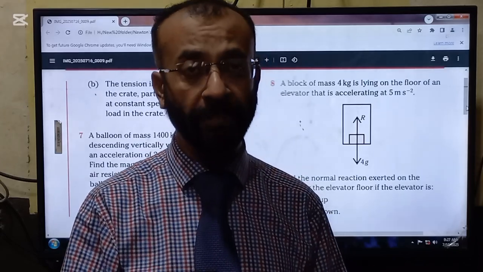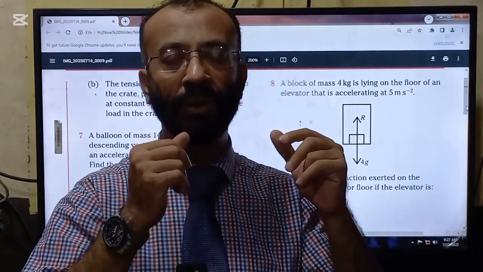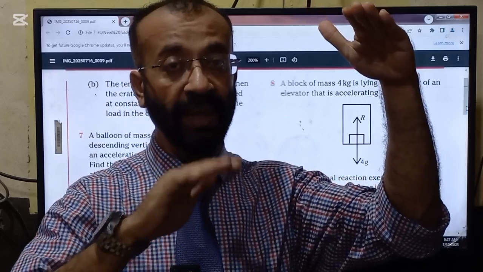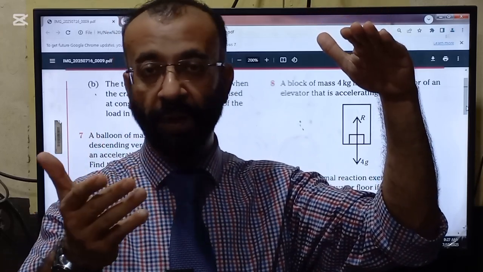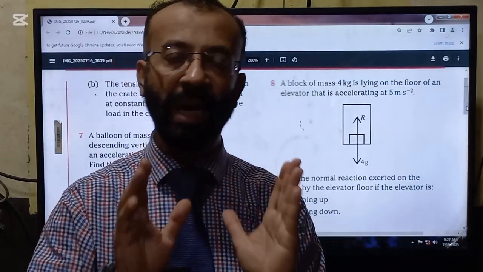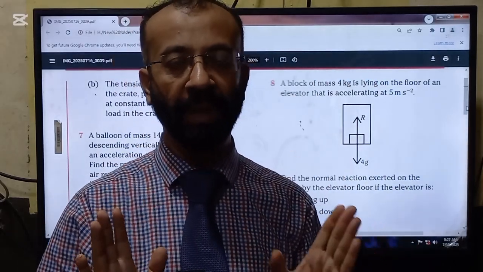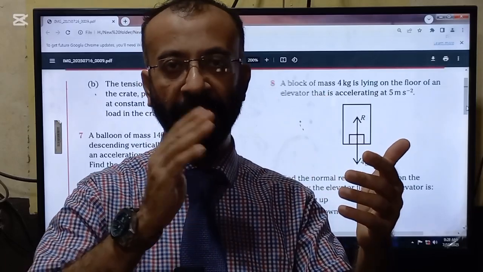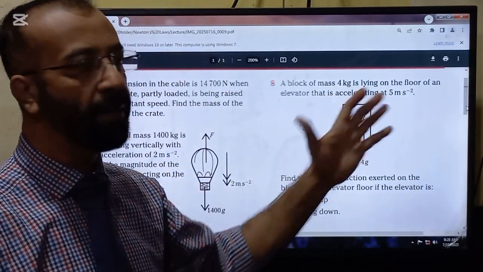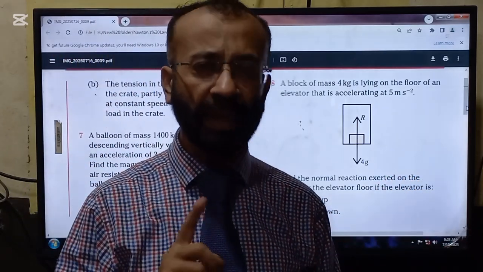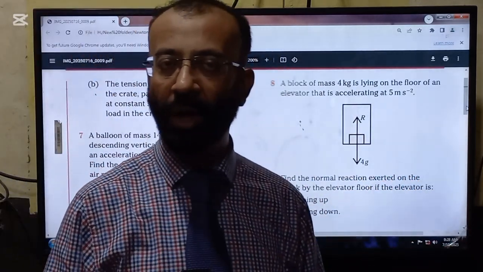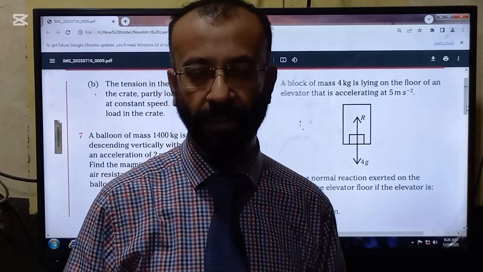And if the object is moving up, it means the reaction will be greater than the weight of the object. So F minus W will be the resultant force. Now that will be put in place of F, equal to ma. M is given as 4 and a is 5 meter per second square. So this is the concept that will be used in this question. So come to the board now. We will solve it on the board.